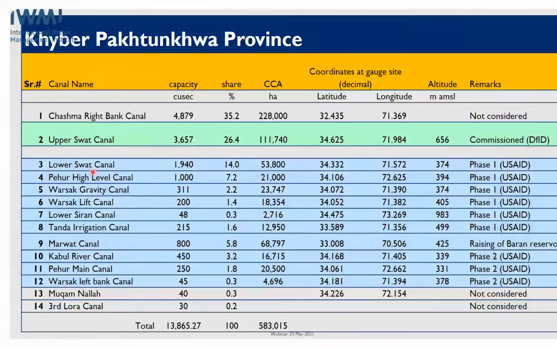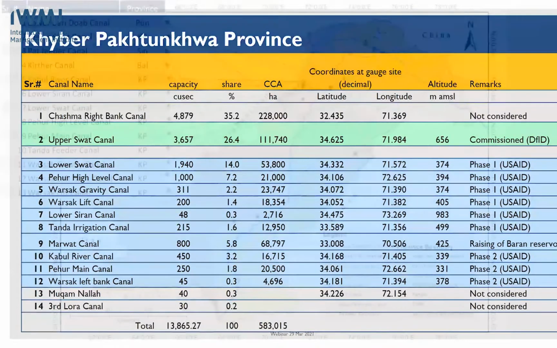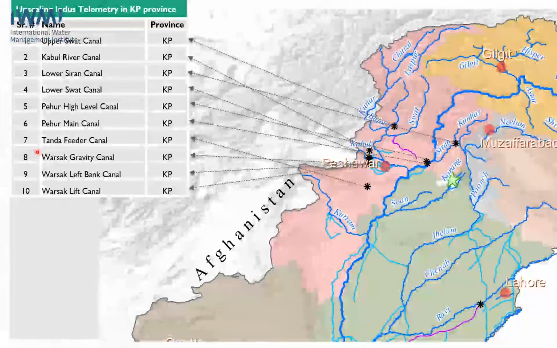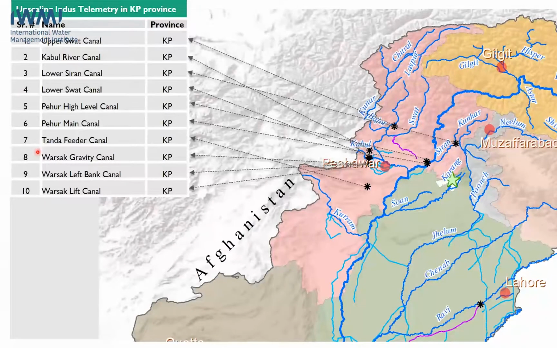So these are the canals where we have already installed our sensors. The first canal we commissioned in 2018 with the funding of TFID, and then these 9 canals we have instrumented with the support from USAID to the water management. On this map, you can see the location of these 13 canals we have so far instrumented. And this is a closer look at the canals in KP province only.